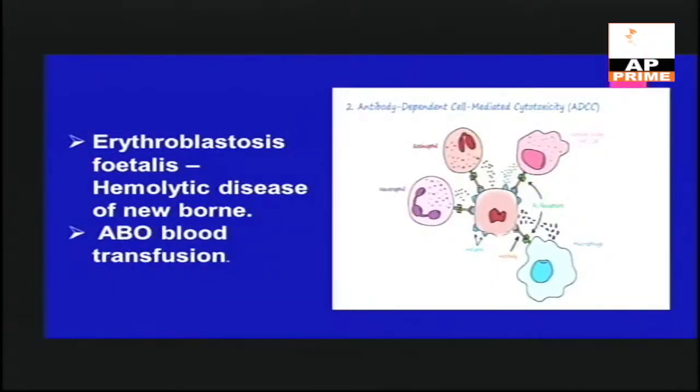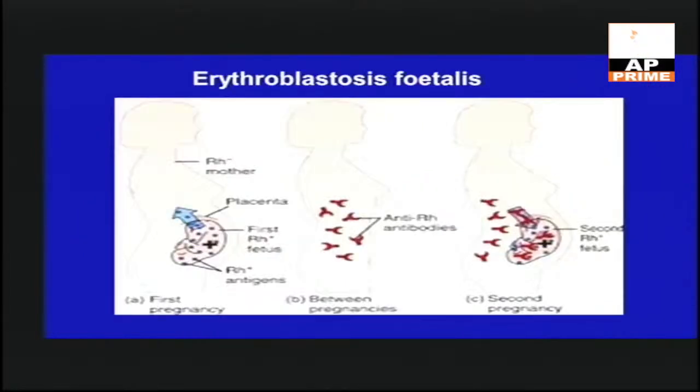Complement pathway causing the destruction of the cells. So, examples for this type 2 hypersensitivity reaction are erythroblastosis fetalis and ABO blood transfusion. Erythroblastosis fetalis is an anemic disease of the newborn which causes hemolytic anemia. This occurs when an Rh negative mother carries an Rh positive fetus in her womb.